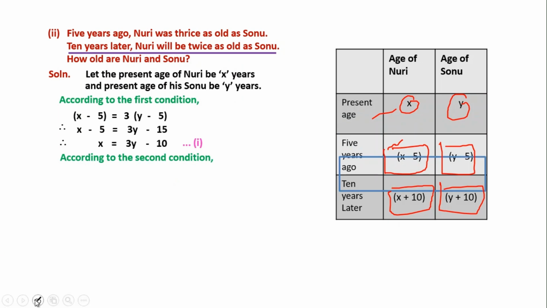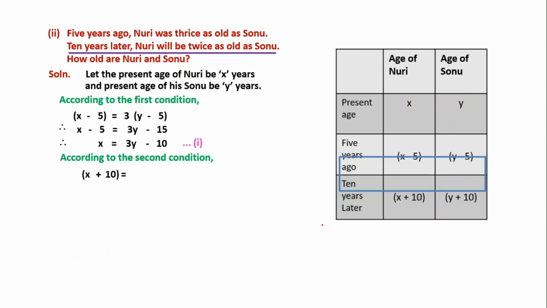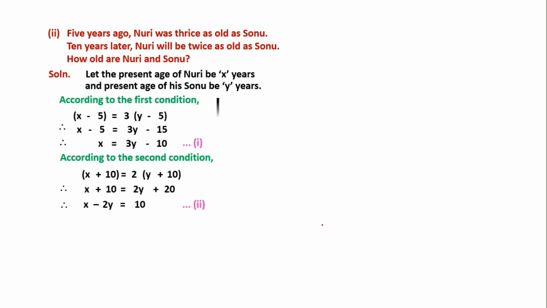Now look at the second condition. 10 years later means x plus 10. x plus 10 is equal to, Nuri will be twice as old as Sonu, so x plus 10 is equal to 2 times y plus 10. That's it. So x plus 10 is equal to 2y plus 20. x minus 2y is equal to 10.